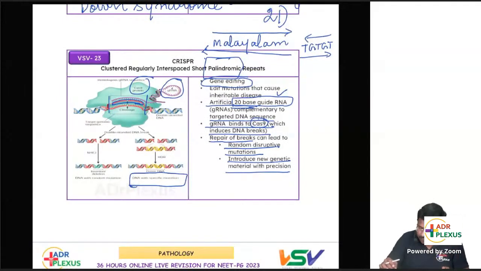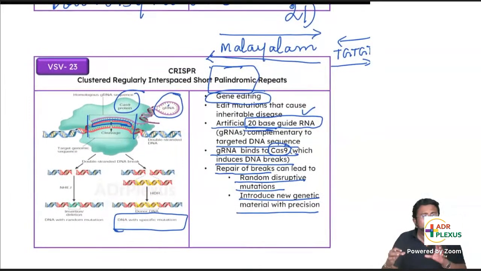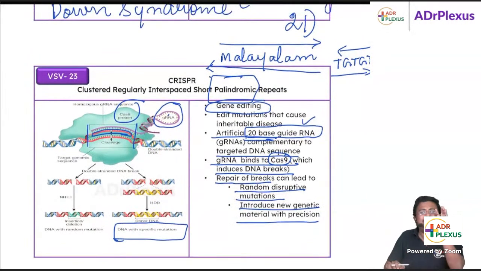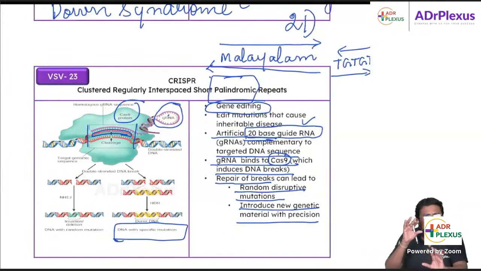Yes. So I repeat it once again. CRISPR technology is nothing but gene editing. In genetic disorders, if a particular gene is mutated, you want to remove that affected gene and introduce a new gene in that place. You want to edit the gene. So you will be using a technology called CRISPR technology.